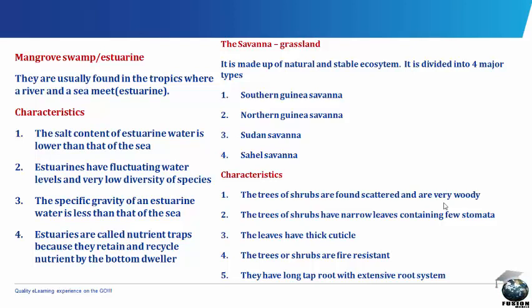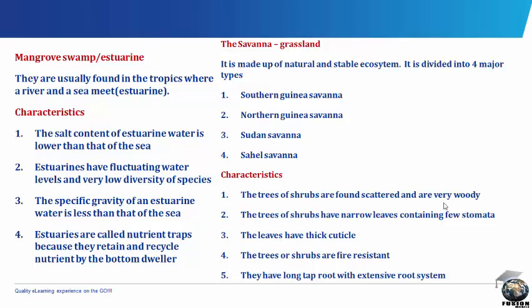The mangrove swamp or estuarine. They are usually found in the tropics where a river and a sea meet. This is where the name estuarine is formed. It is a difficult habitat for plants and animals to survive due to the following reasons. 1. Fluctuating salt content. 2. Lack of aeration. 3. Mobility of soil.